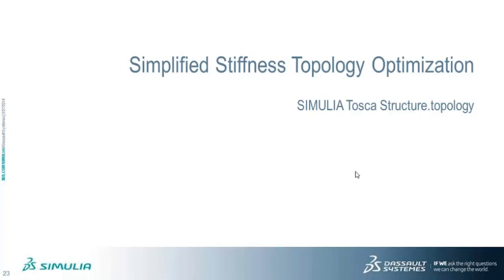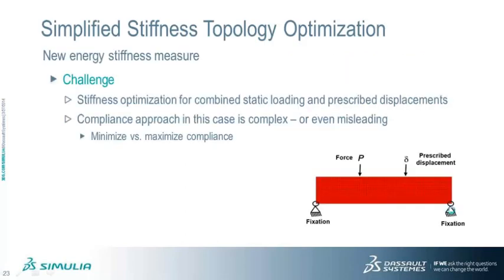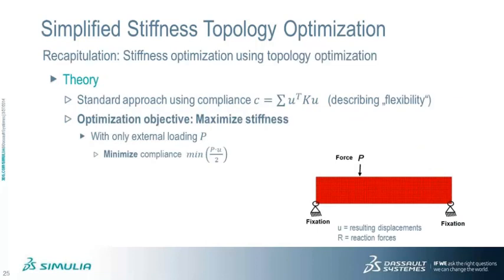Also, one very nice new enhancement related to the topology optimization. In the classical way, and probably the most common way, Tosca Structure topology is used is to consider the stiffness. So one of its measures is the measure for the global stiffness, which traditionally used compliance. However, in the case when there are combined static loading and prescribed displacement, it's not easy to set up the right optimization formulation that will bring you to an optimal structure. And let me show what the problem is.